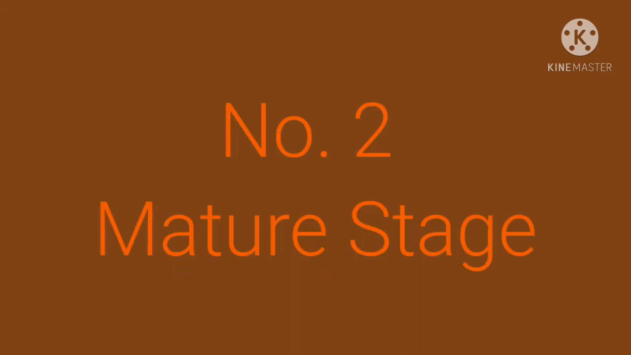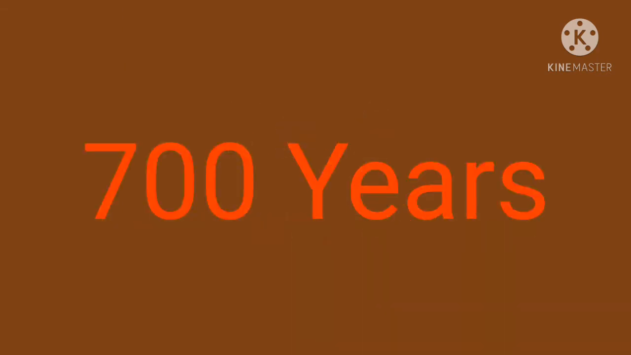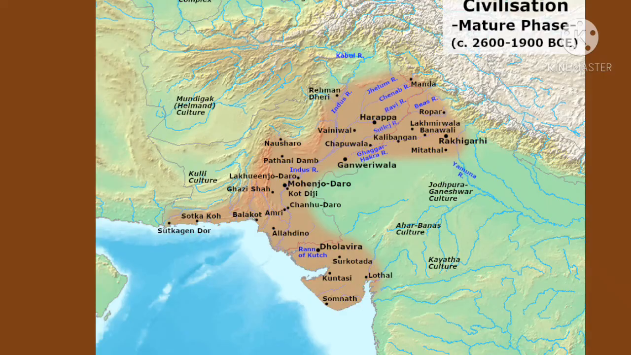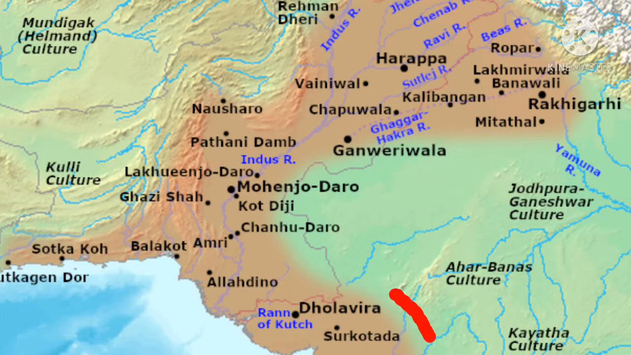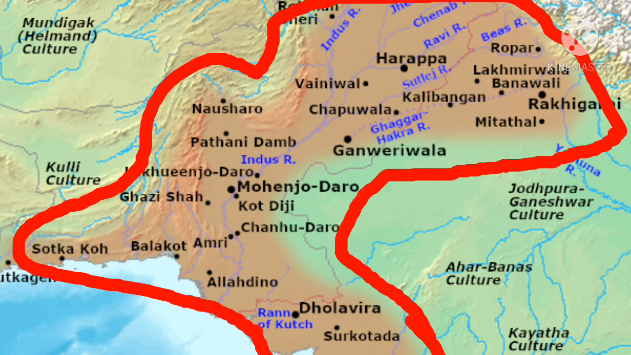Number 2, mature stage. This period lasted for 700 years. As you can see in this map, the Indus Valley civilization has covered the entire Pakistan, Gujarat, and made its way to the banks of Yamuna.